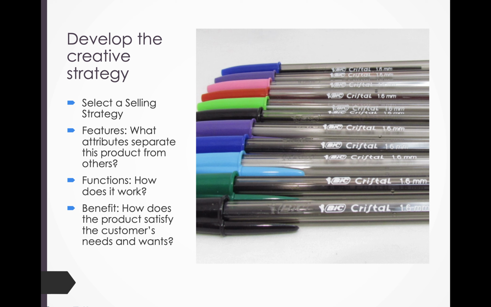Functions. How does it work? Well, you push the pen to paper and it writes. Also, it doesn't smudge. So that's kind of a feature and a function. And then the benefit. What is it that satisfies the customer's wants and needs? Like, I have this exact package of pens on my desk. I just needed different colors, and grading in red pen makes me feel like my mom because she taught high school. So I wanted something a little bit prettier to use. That was really all I needed.